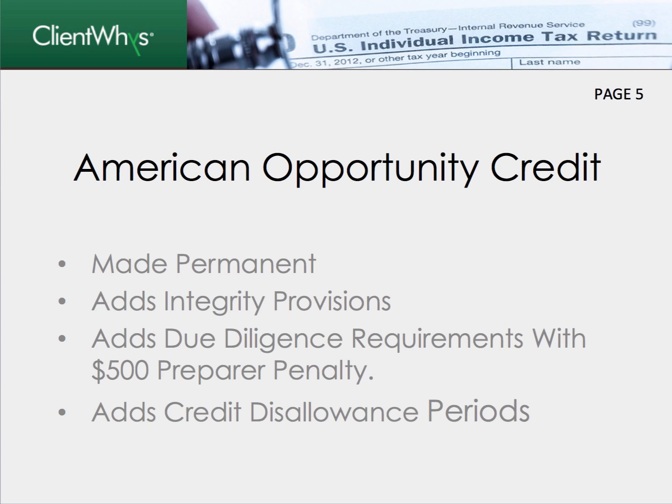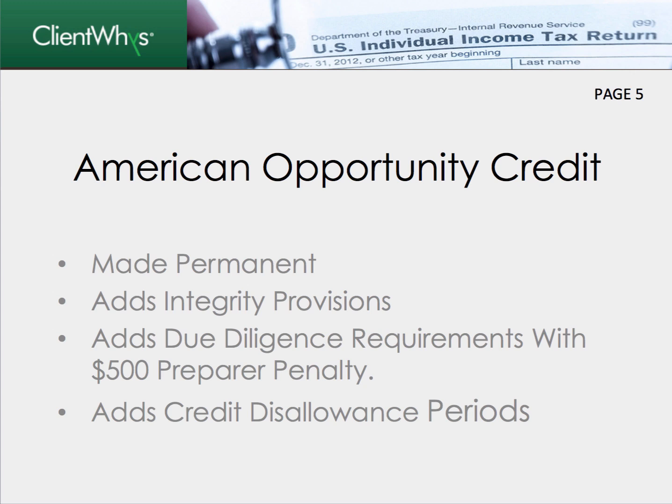Under the legislation, this credit is made permanent. It also, like the child credit, adds program integrity provisions which prohibit an individual from retroactively claiming the AOTC by amending a return for any year in which the individual or student for whom the credit is claimed did not have an I-10. So you can't get the I-10, then go back and amend.